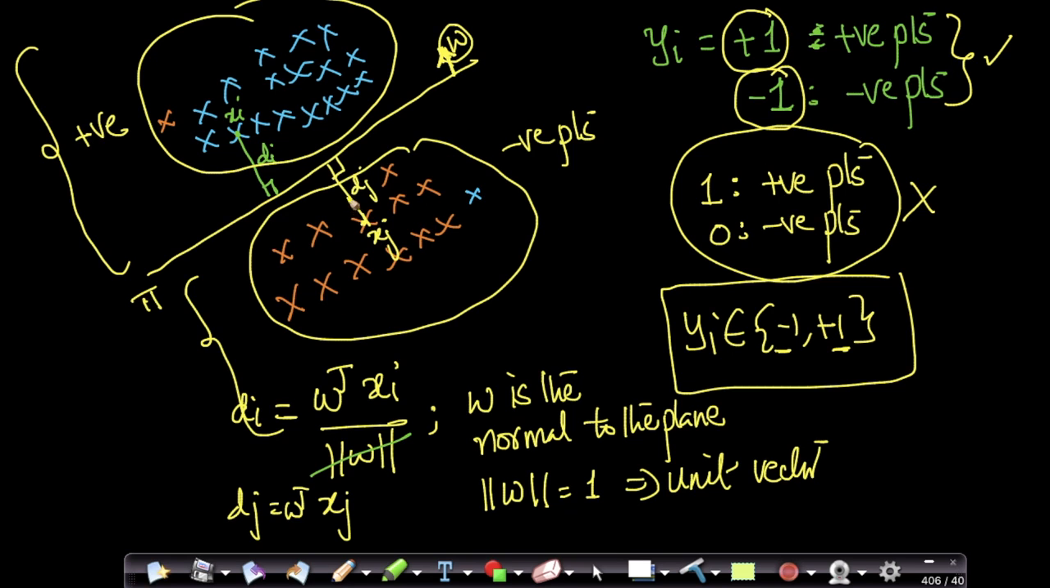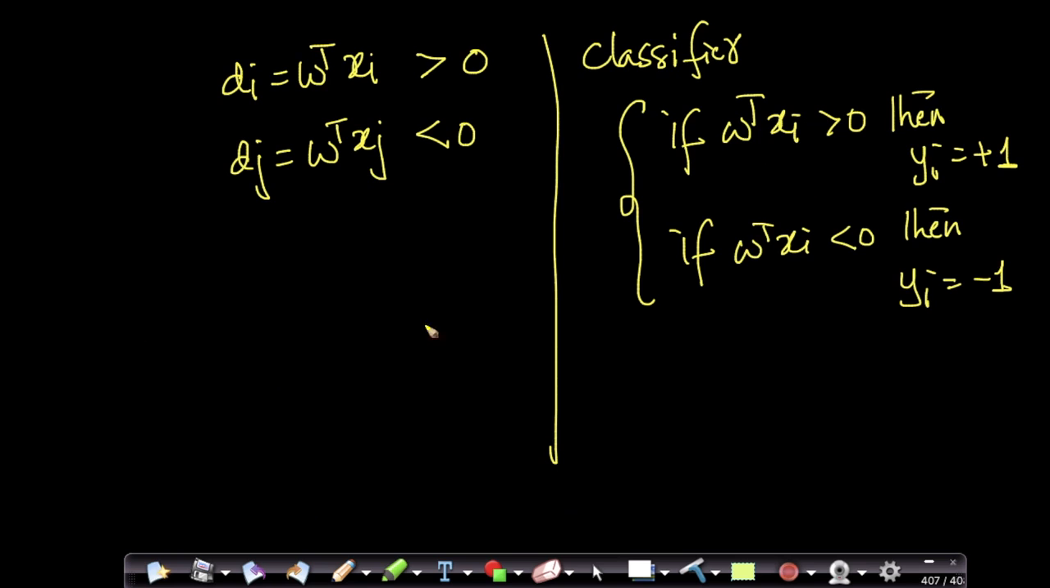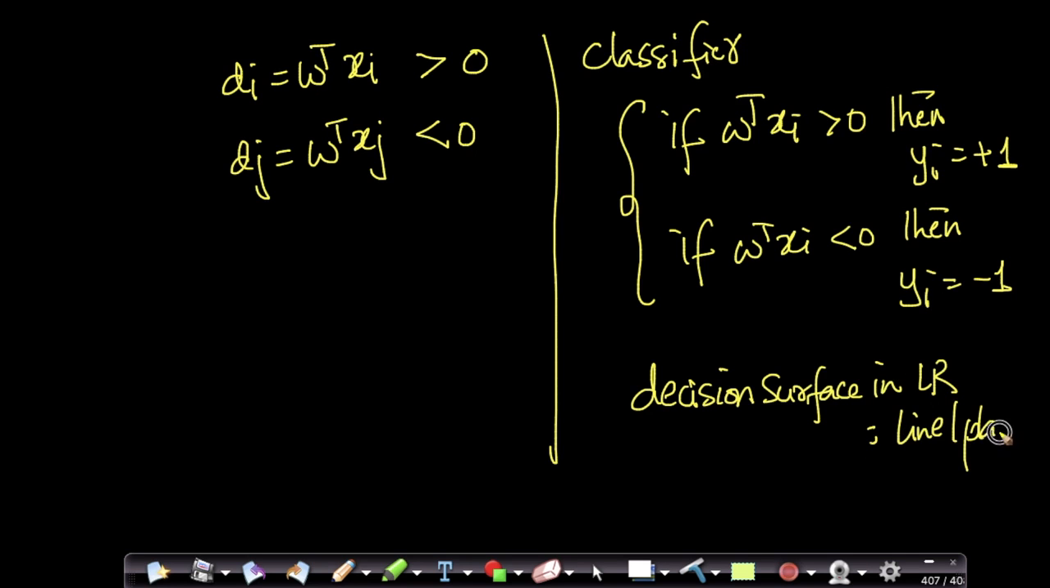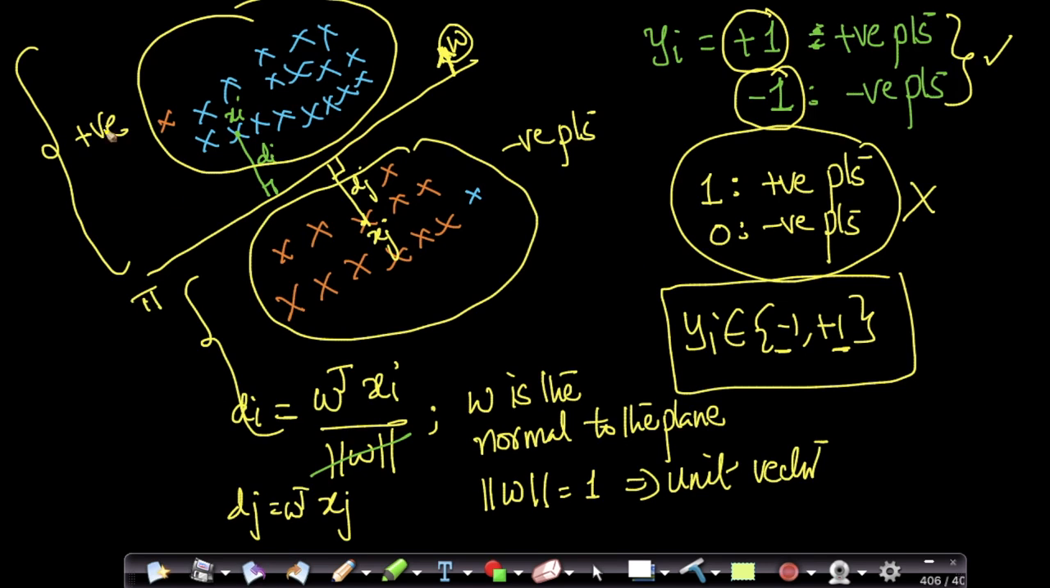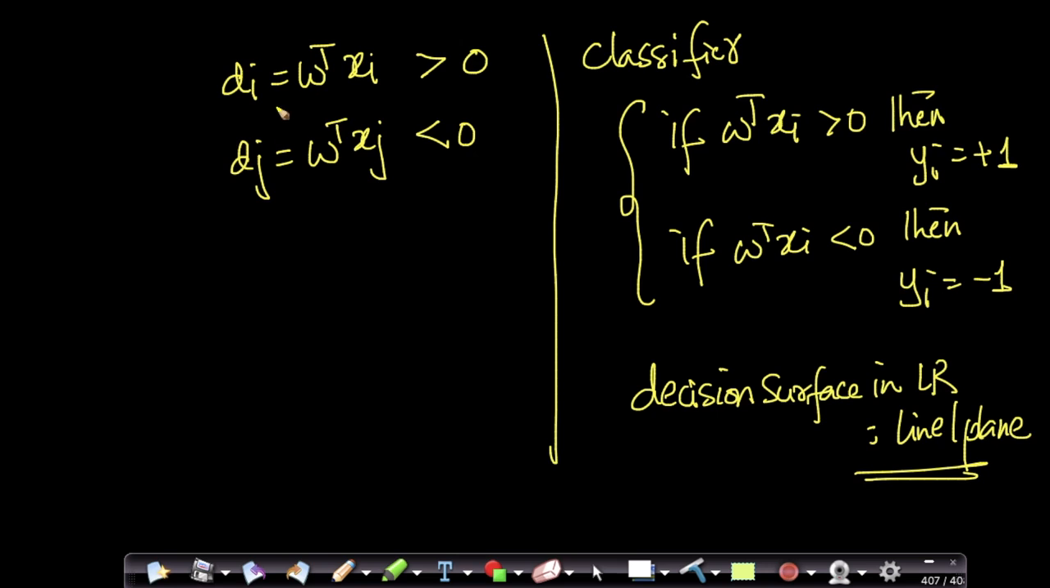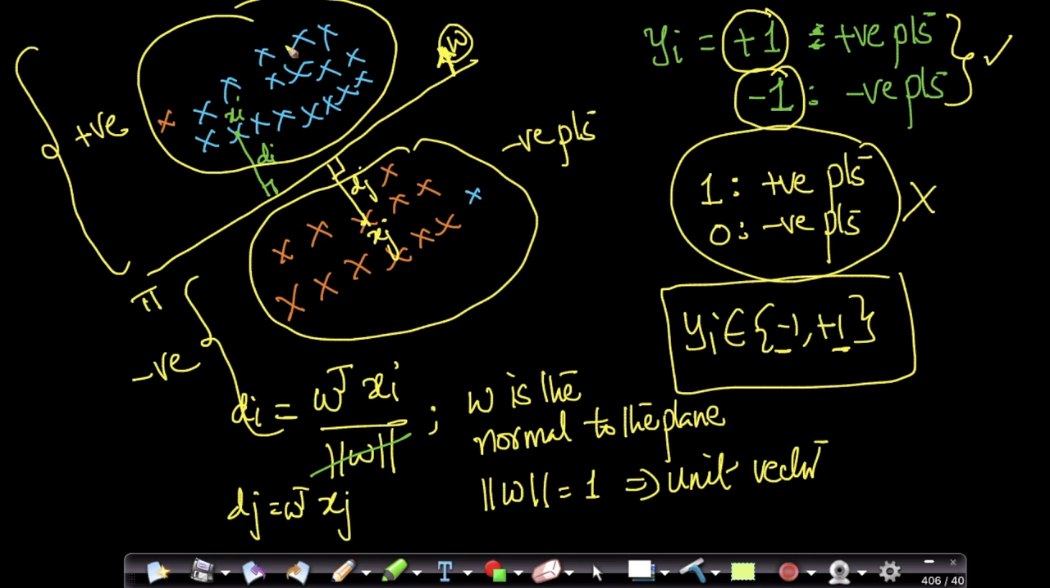I'll make these mistakes. But remember, my decision surface in logistic regression is a line or a plane, a linear surface, because one side of it I'm calling positive points and the other side I'm calling negative points. Now comes the fun part. We said for all positive points, your Yi equals plus 1, and for all negative points, it is minus 1.